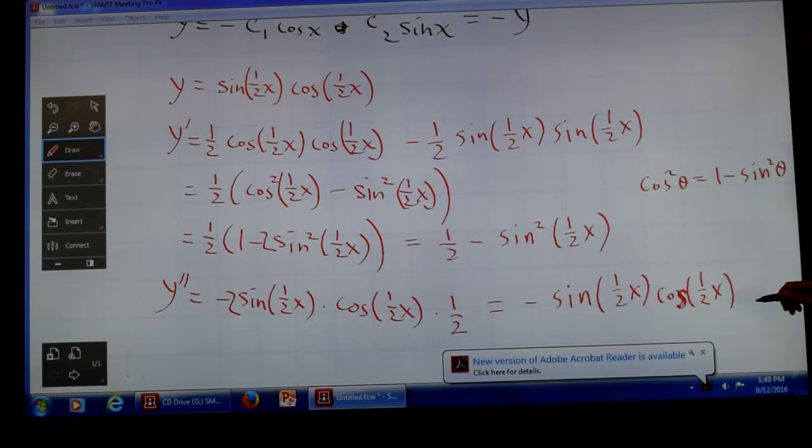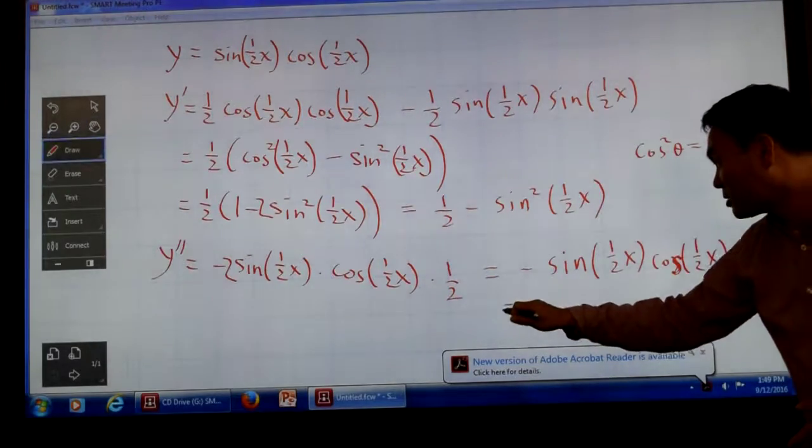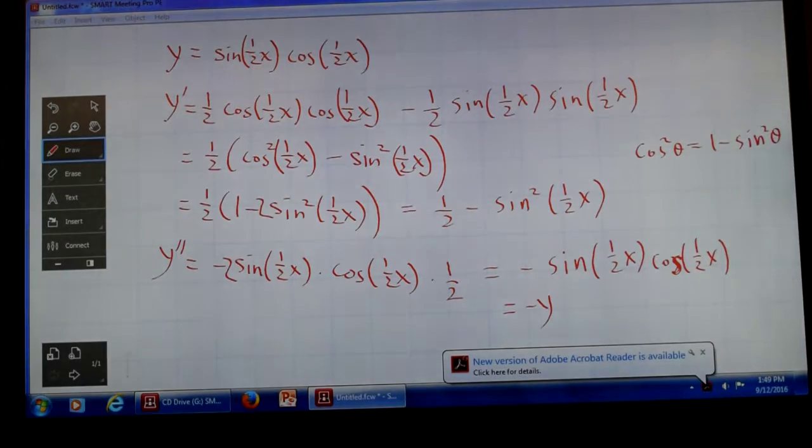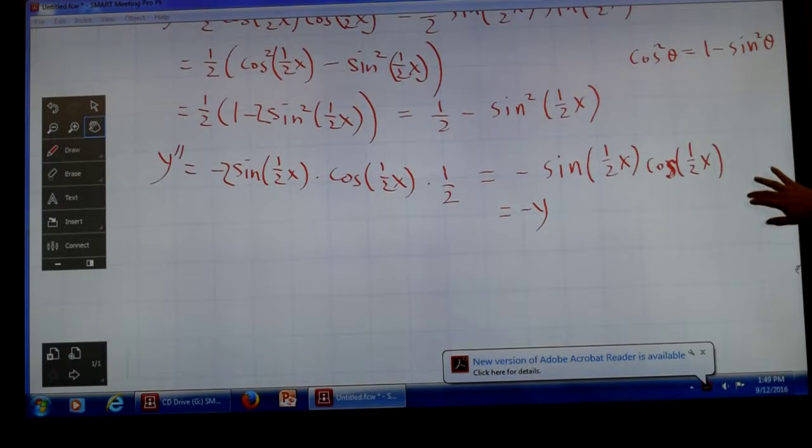Okay, and then is this same as what? What is this same as? Y. Same as the original y, right? So this is same as negative 1. Okay, so we saw that this is another solution to the previous differential equation.